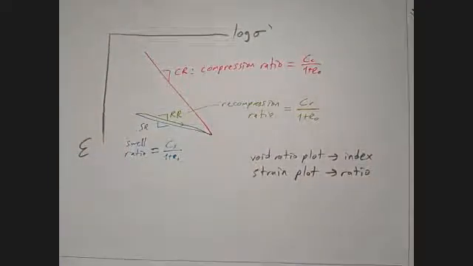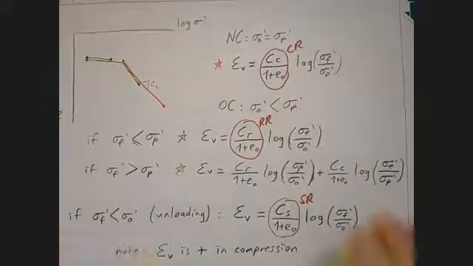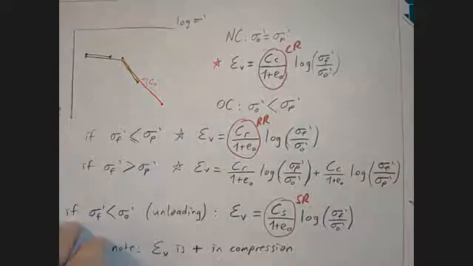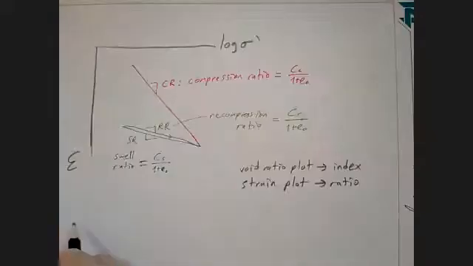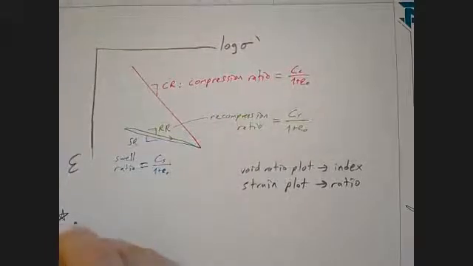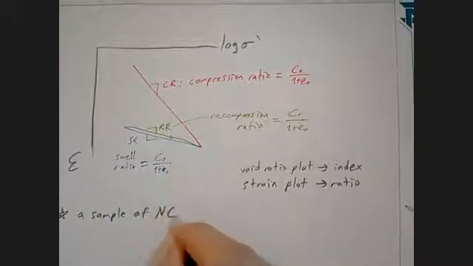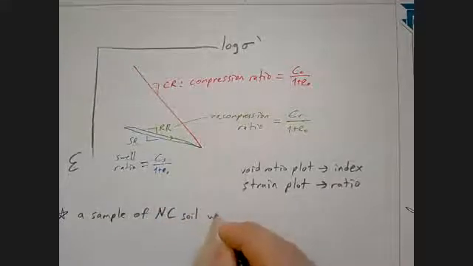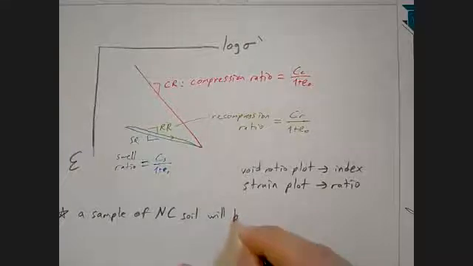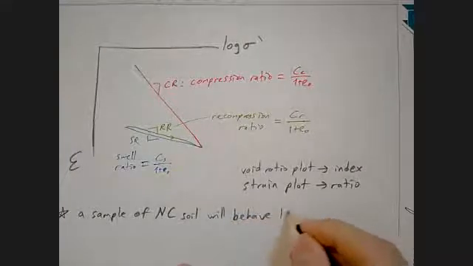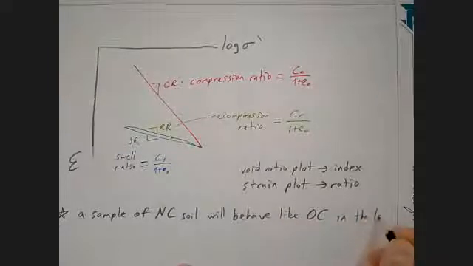Now I'm going to conclude this with one last reminder. Keep in mind that even if your soil is normally consolidated, if you take a sample out, a sample of NC soil will behave like OC in the lab. Why?